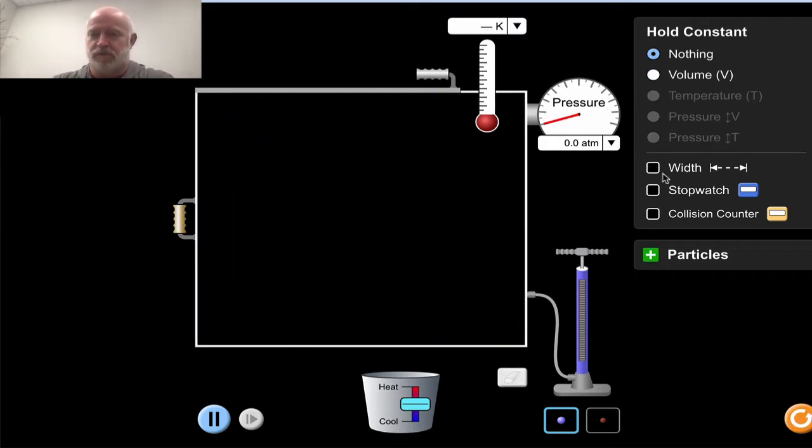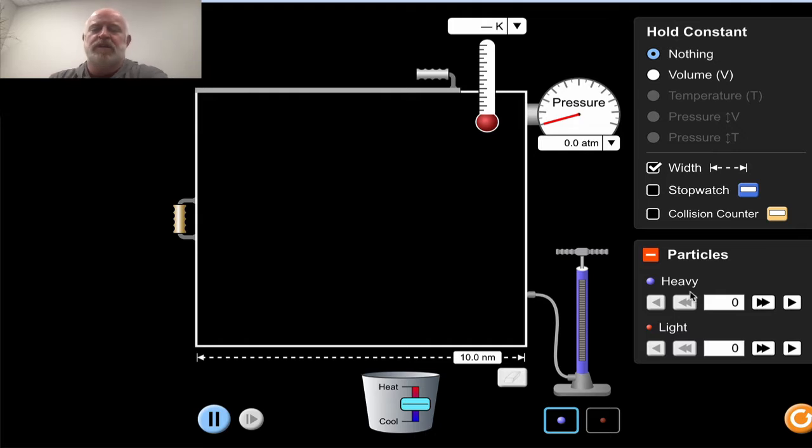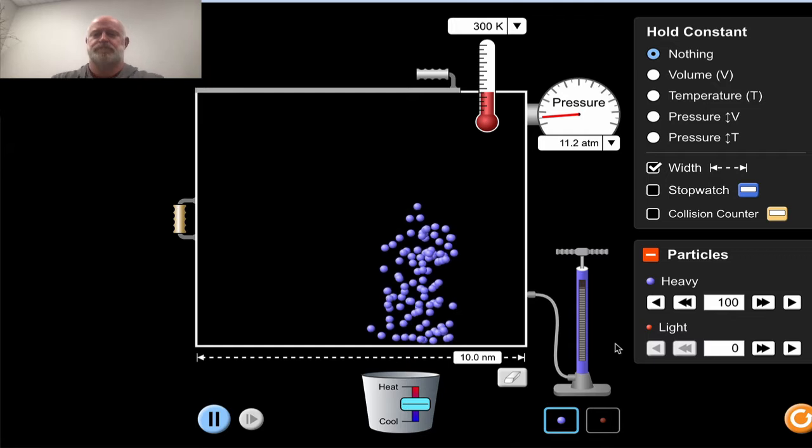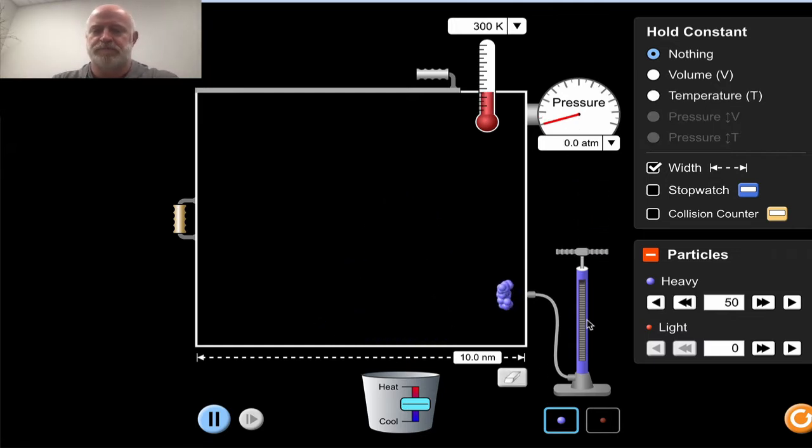I'm going to reset my program. And now what I'm going to do is change the amount of our stuff, okay? So I'm going to hold my volume constant in this case. Nope, sorry, that's not true. That's why I don't like using the bike pump. All right, so to start this thing off, we need to get some particles in here. Actually, I'm just going to put in 50 to start.